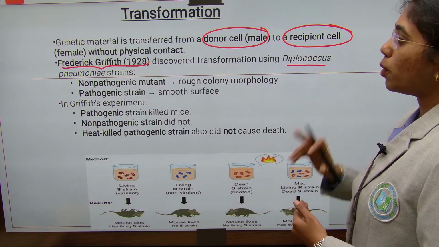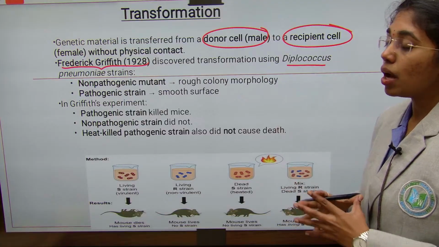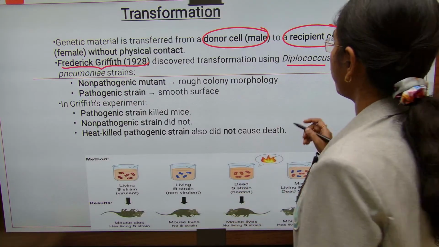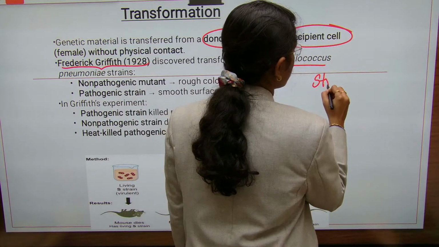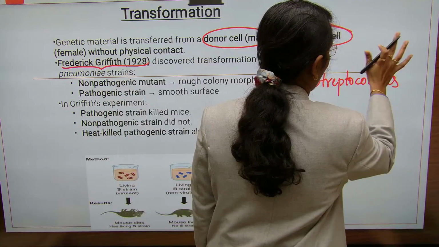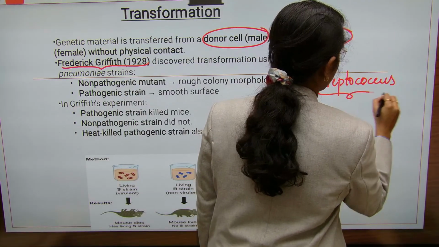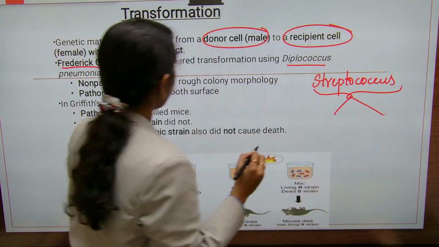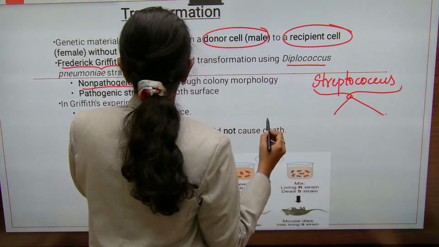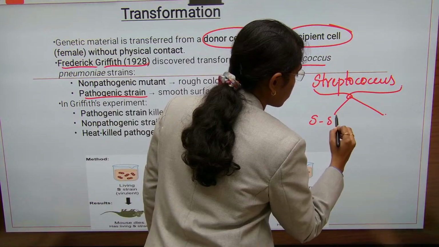So Diplococcus pneumoniae or Streptococcus pneumoniae is the model organism for Griffith's experiment. There are two strains of this bacteria. What are the two strains? One is the pathogenic strain, or S strain, which is the smooth strain bacteria.